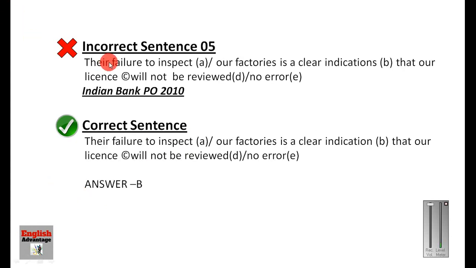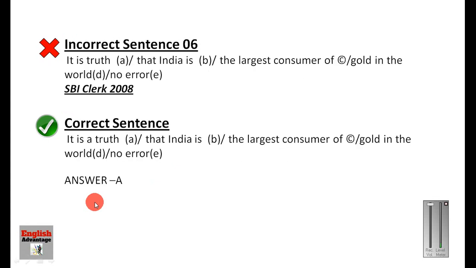Incorrect sentence number 5: Their failure to inspect our factory is a clear indications. Just see here. The first part, their failure to inspect our factories, is correct. But here it is "a", so it should be a countable noun singular. "A" means one, so we cannot say indications. We cannot make it plural because of "a". A clear indications is the wrong grammatical part. So the answer would be B.